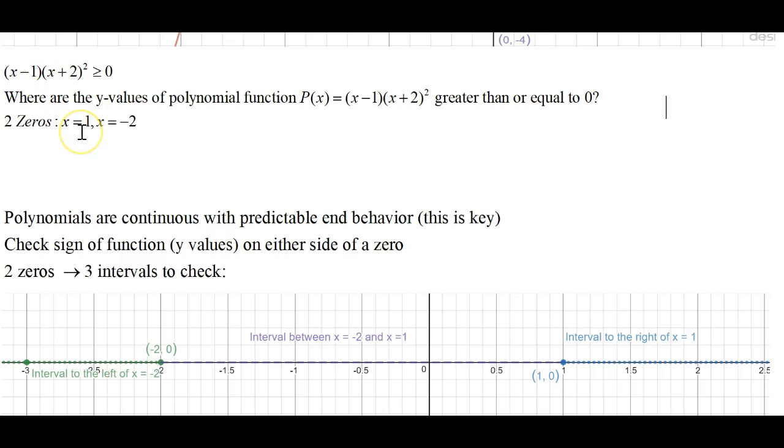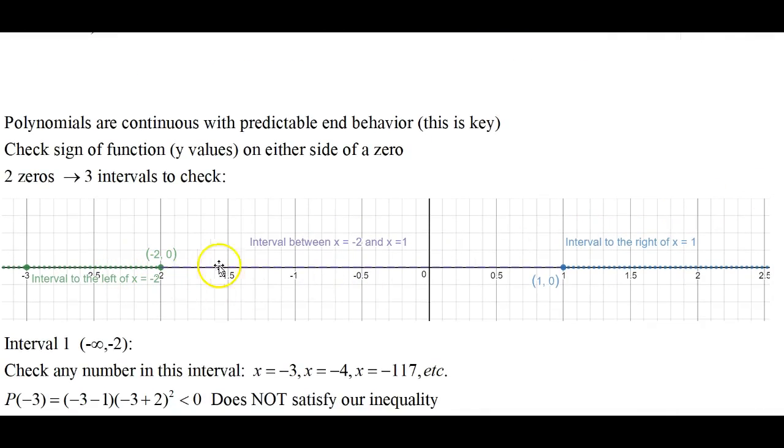So factoring this polynomial and getting the zeros is going to break up the x-axis into 3 intervals. We have 2 zeros, so that means we have 3 intervals to check, because we're going to check values to the left of minus 2, because we know that any value to the left of minus 2 is going to have the same sign, because the polynomial's end behavior is predictable. Any value to the right of 1 is going to have the same sign, because the end behavior of a polynomial is predictable. So the only place that the polynomials are going to be changing signs is around the zeros.